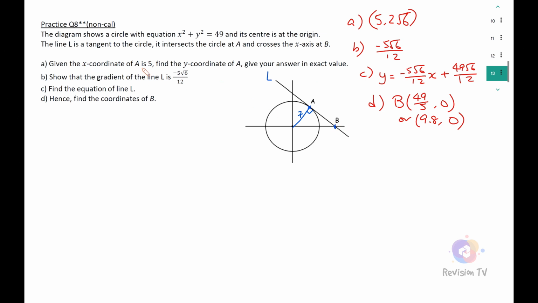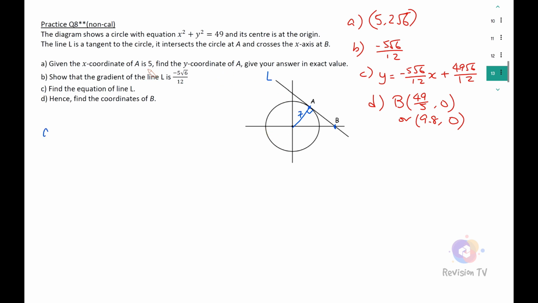Given the x-coordinate of A is 5, find the y-coordinate of A. Give your answer as an exact value. Exact value means surd form. So now, because A lies on the circle and the line, we don't know anything about the line, but we do know about the circle. So to work out the y-coordinate, we can sub in x equals 5.